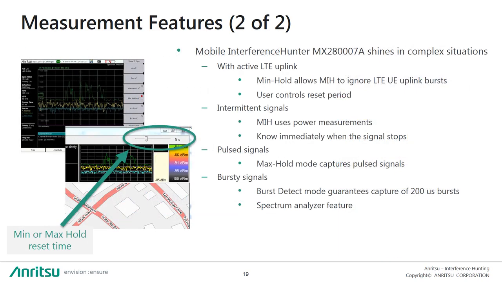Furthermore, the Mobile Interference Hunter software allows you to use many of the standard spectrum analyzer features to simplify the signal hunt. For example, if your signal is somewhere where there is a lot of LTE uplink traffic, you can use min-hold to ignore all the LTE bursts. As I already mentioned, Mobile Interference Hunter uses channel power measurements, so you know immediately when the signal stops. You can also use max hold or burst detect to capture bursty signals.